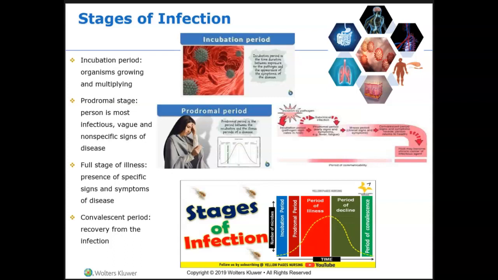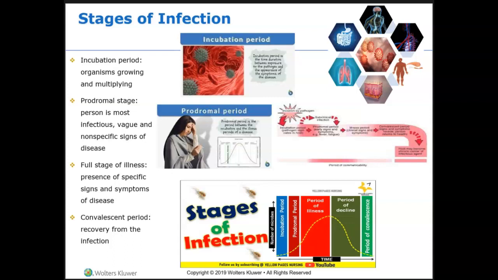A person is most infectious during the prodromal stage. Early signs and symptoms of disease are present, but these are often vague and nonspecific. It could be anything from fatigue to malaise to low-grade fever. So you can see how many times people aren't even aware that they're sick, right? This period can last for several hours to several days.